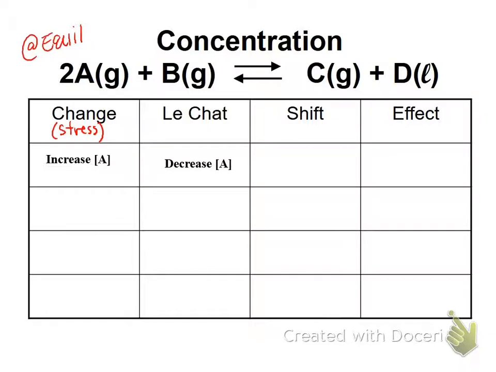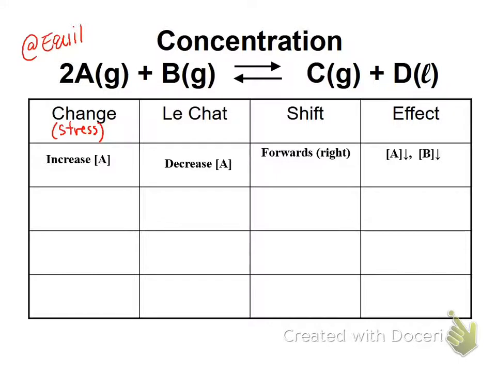Which direction of shift will accomplish the opposite to the stress? What kind of shift will do the decrease in A? It is to the right. The shift to the right will decrease the amount of A. But it has some other effects. When we shift to the right, not only does A get used up, we also use B. And so the net effect here is that not only does A go down, but so does B.